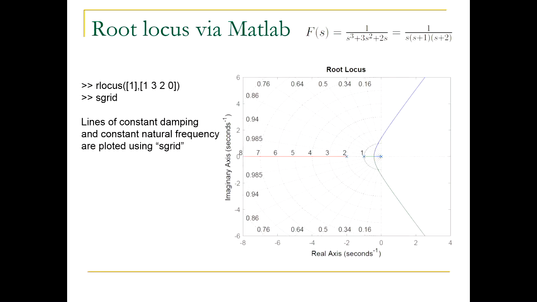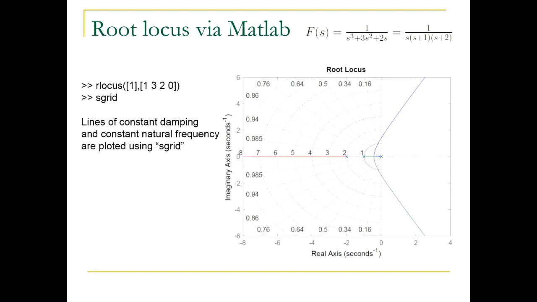So look, root locus, so what is given there? 1 is what's in the numerator of the transfer function, and then this 1, 3, 2, 0, these are the coefficients in the polynomial in the denominator of the transfer function. And I just use the rlocus command. That command would give me these green, blue, and red lines. There are 3 branches because there is a third order polynomial in the denominator of the transfer function.